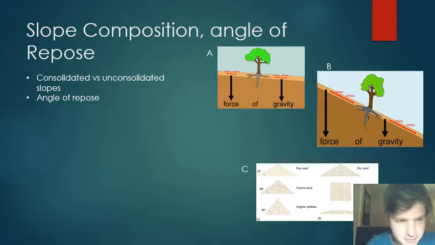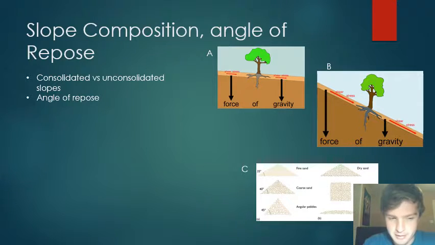Larger materials such as rocks or boulders tend to have higher angles of repose than smaller materials such as sand. Not all slopes are at their angle of repose, but the closer the slope is to the angle of repose, the more likely mass wasting becomes.